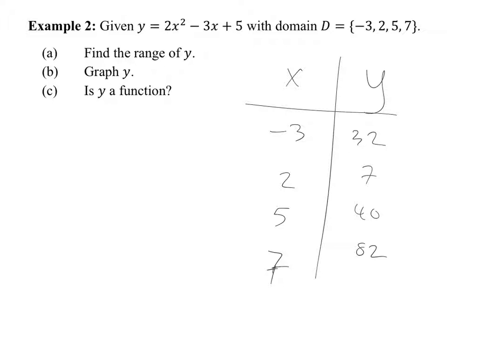So my range, part A, is simply 32, 7, 40, 82. And my domain is -3, 2, 5, 7.